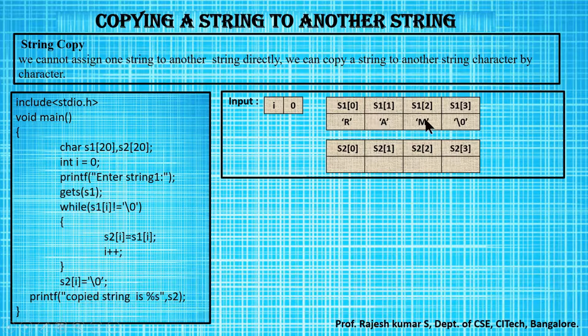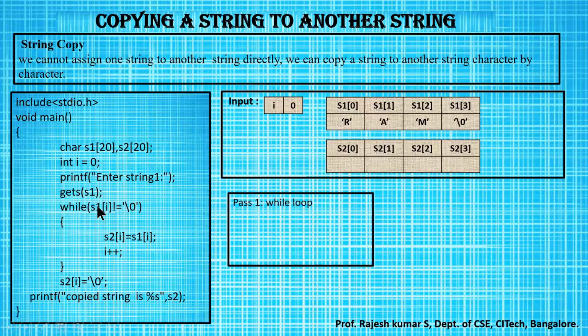For example, in S1 we have stored RAM. Since it is a string, it will read the null value also. Gets is a function which reads the string, so it will insert a null value at the end of the string. Now, the next thing we have to do is traverse inside the first array and check whether there is an alphabet or character present, or a null value present. If there is a null value, then that indicates the end of the string.